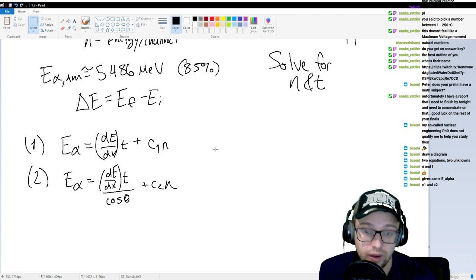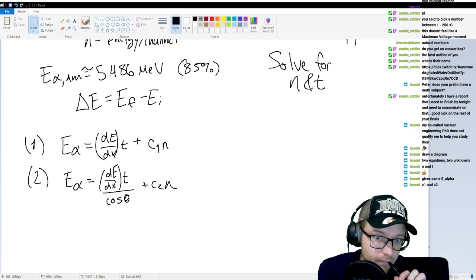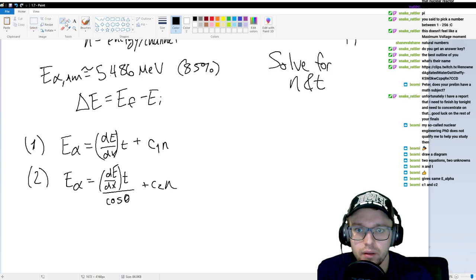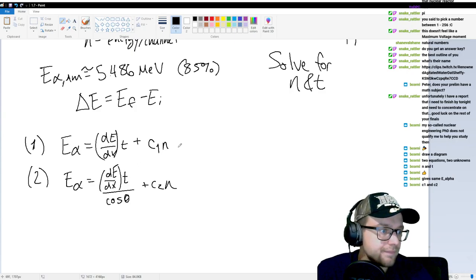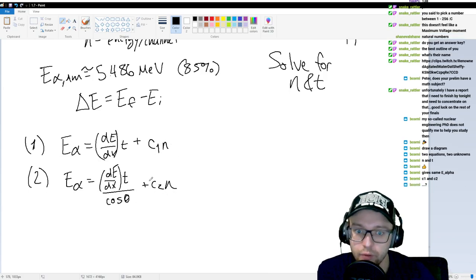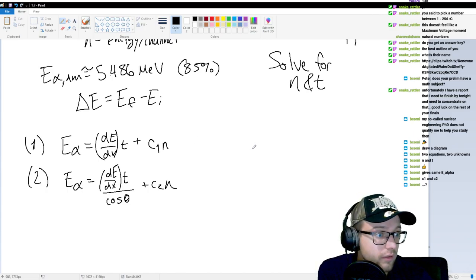All right, so we have our two equations. Now we need to develop a relationship between C1 and C2, right? And I also feel like this N is different as well. No, these are the same. Nope, we're good. So now we just have our C's and we have our thing. So we have two equations with three unknowns: C1, C2, and dE/dx T. So we need to find a relationship between C1 and C2.